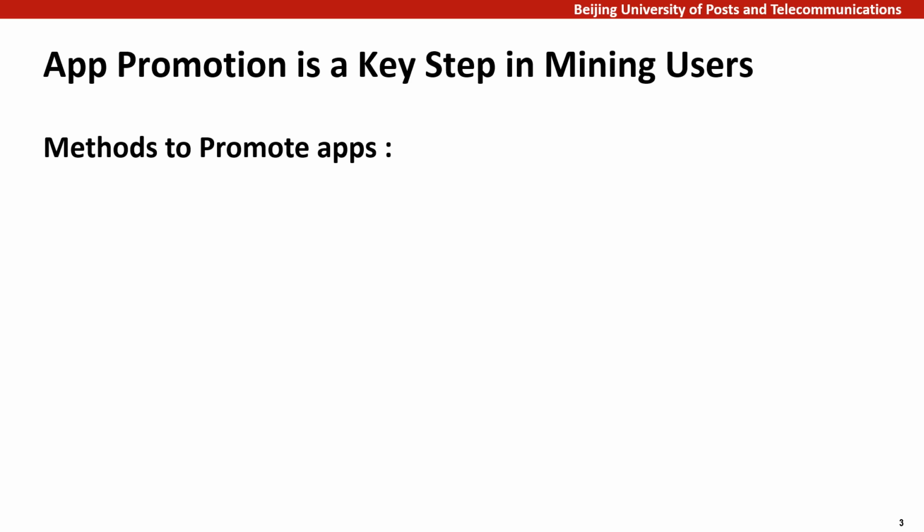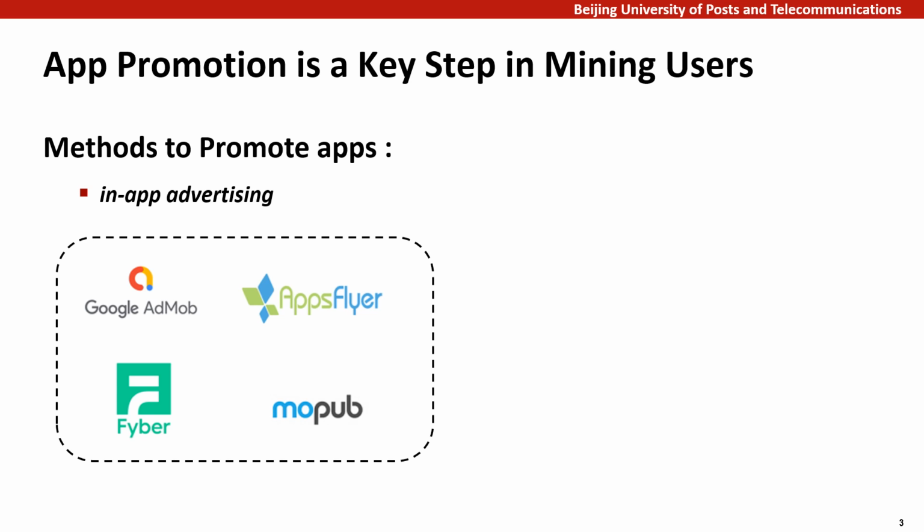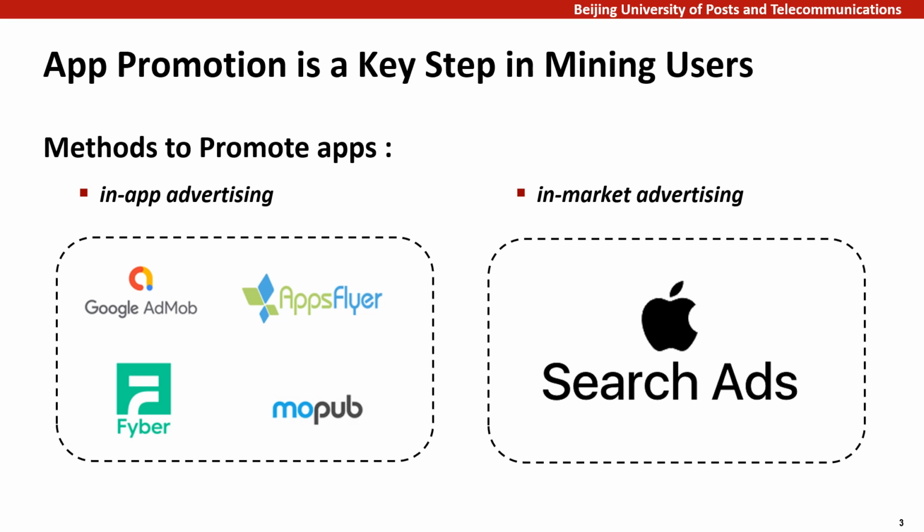However, app promotion is a key step, including two main types. In-app advertising is mainly done through embedding the ad library into apps. In-market advertising means pushing advertisements to the right audience within the market. And I will introduce one kind of in-market advertising, App Store Search Advertisement, also known as ASA.